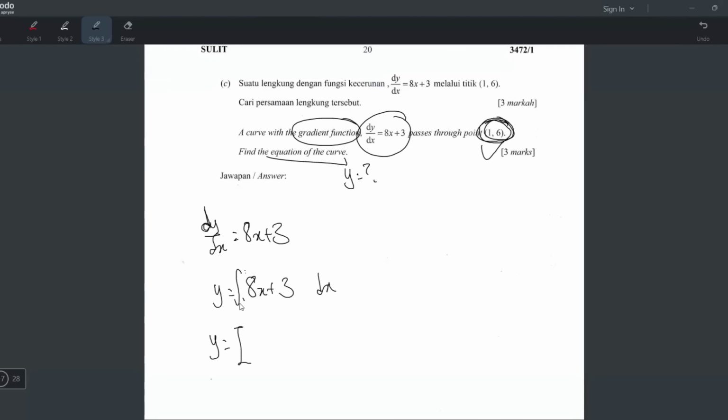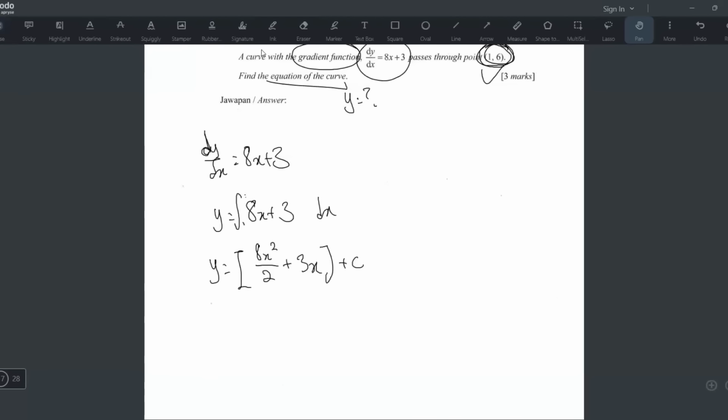Integrate. Okay, when you integrate, power plus 1 and then divide by the new power. So power plus 1 becomes 8x to the power 2, divided by the new power 2, and then integrating 3 will just be 3x. Close bracket. Okay, I told you, this is an indefinite integral. You have to put plus C here. Okay, now we have to find C. This can be simplified a little. 8 divided by 2 gives 4.